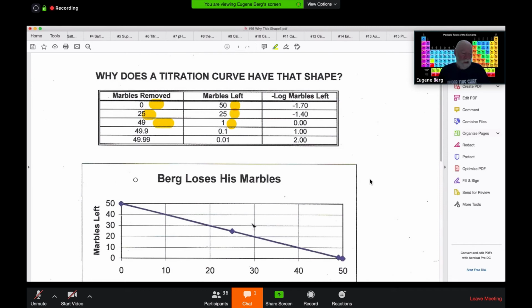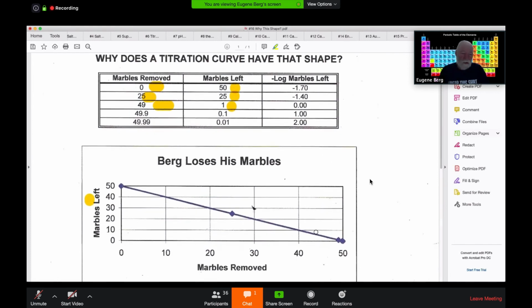So what you're doing when you plot pH on the left-hand side, that's like the marbles that are left. And the bottom one is where it says marbles removed. That's like adding the hydroxide. So I'm kind of disappointed the way my chart turned out, though, because look what it is. At the beginning, I had 50 marbles and none are removed. Halfway through the titration, I have half the marbles left. That's 25 and 25 removed. Okay. And what bothered me is I got a straight line graph. That doesn't look like a titration curve at all.